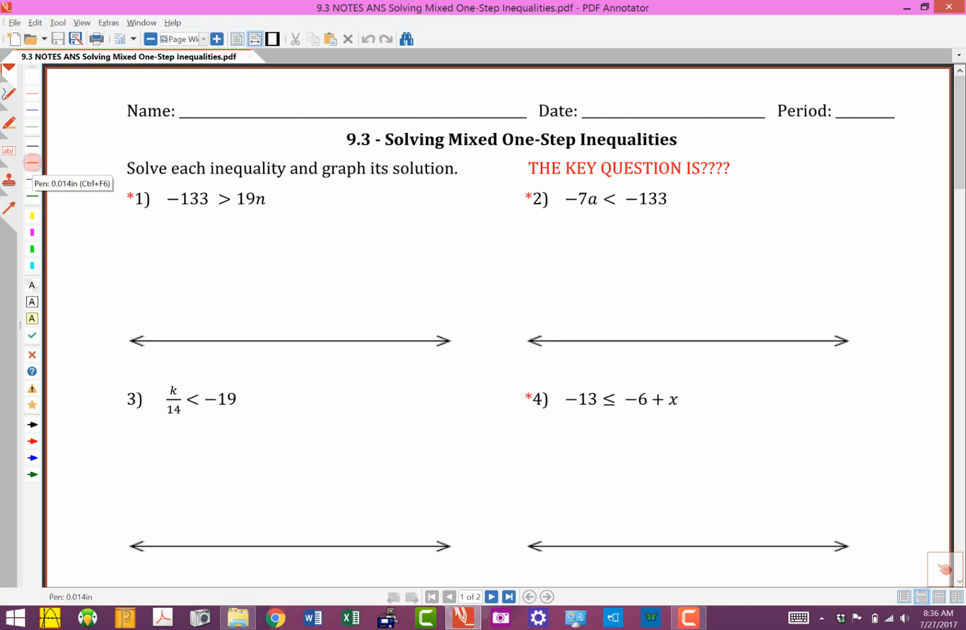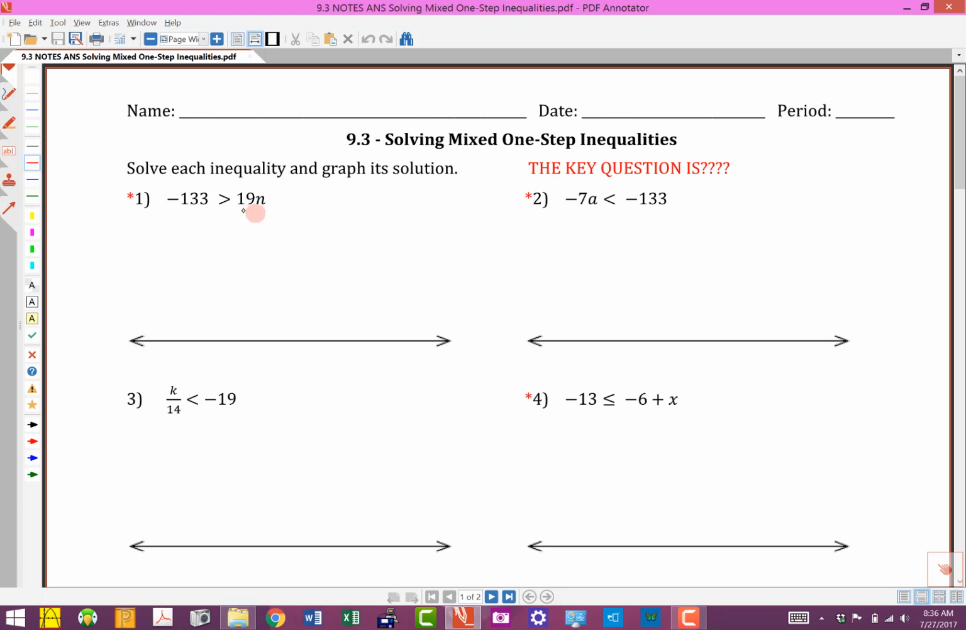So every time we do one of these problems, you just want to stop and ask yourself, am I multiplying or dividing by a negative? If the answer is yes, we switch the direction. If the answer is no, then you don't. So let's go ahead and do example number one, or problem number one, and you'll notice that this is your assignment right here. We're going to go through and do a couple of problems here.